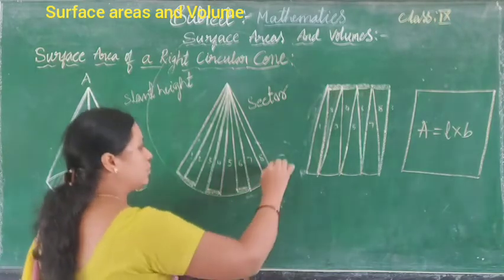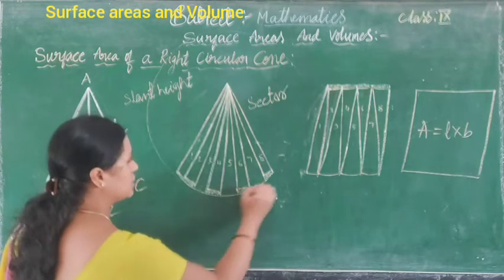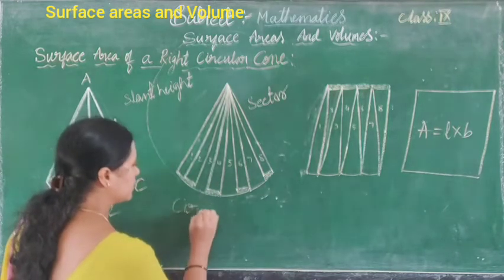Students, you can see this is a part of the circle. It is called the circumference of the circle.